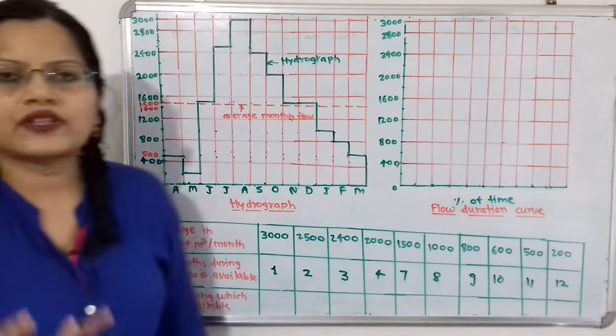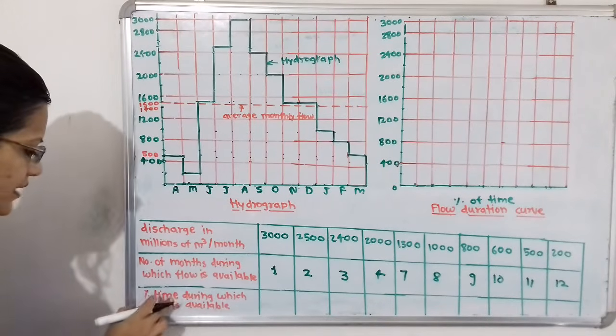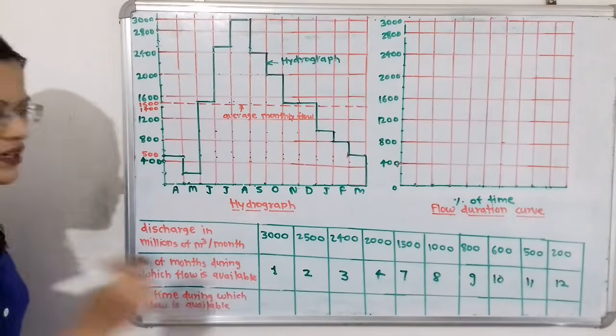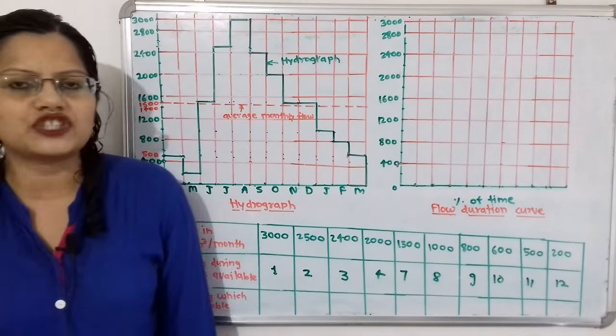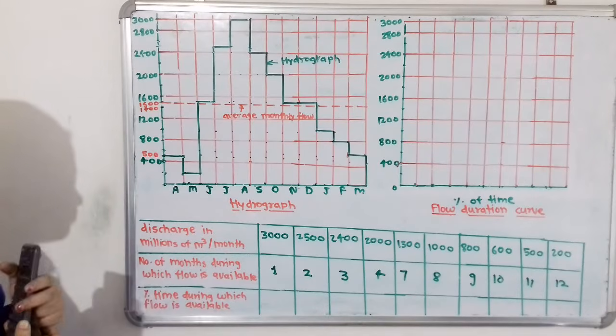Now we will move to the third column. So what is this third row? That is the percentage time during which flow is available. So this is the calculation part. So percentage time we have to calculate.